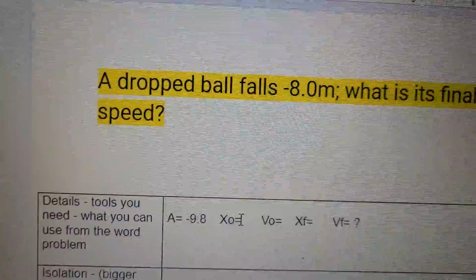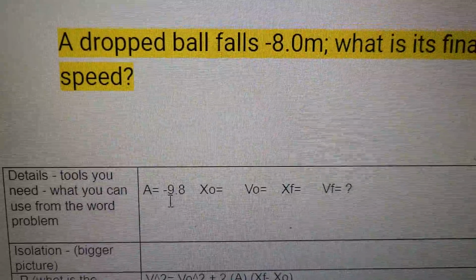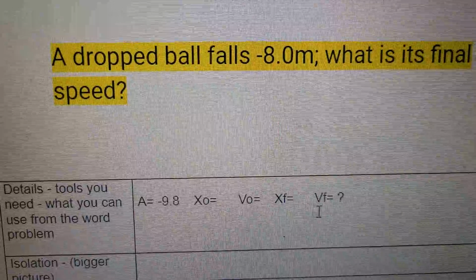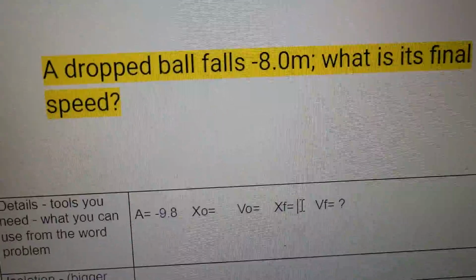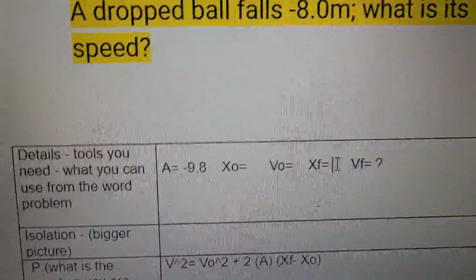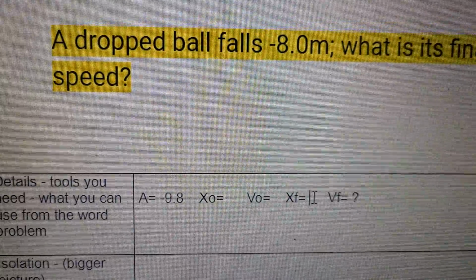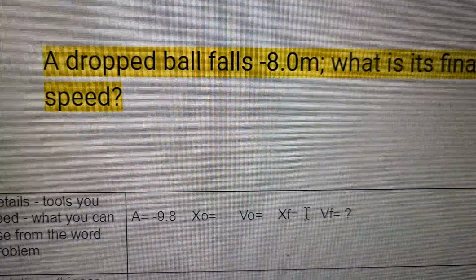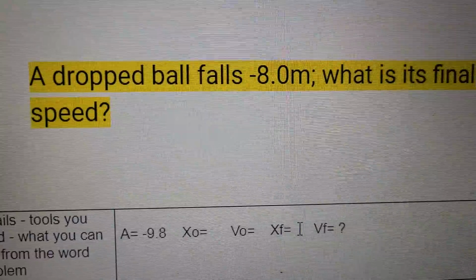Negative 0.8 is XF because after it falls, it stays on the ground. Well, we said that's negative. Negative 0.8, you said is XF? Yeah. Okay, can you repeat that logic again, please? Because it says when it falls, and then after it falls, it doesn't go anywhere. That's its final position.